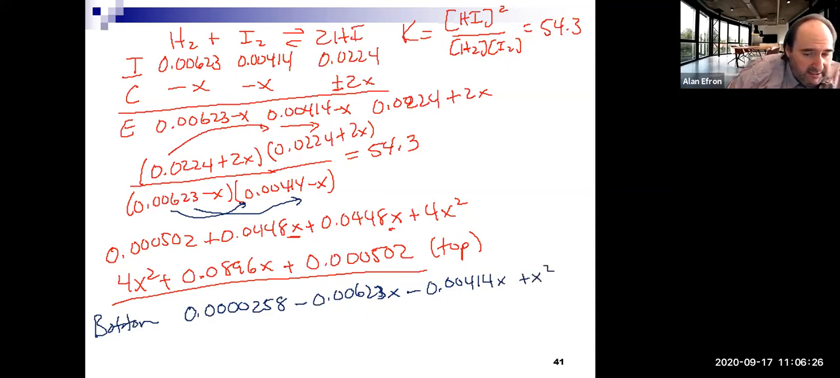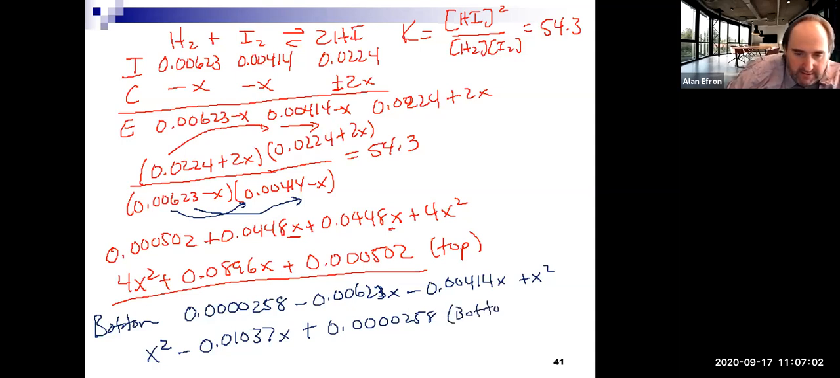Again, here I'm just going to kind of clean up the bottom part, and that should give me x squared minus 0.00623 plus 0.00414 minus 0.01037x plus 0.000258. So this is my bottom part of that. Any questions on that so far?